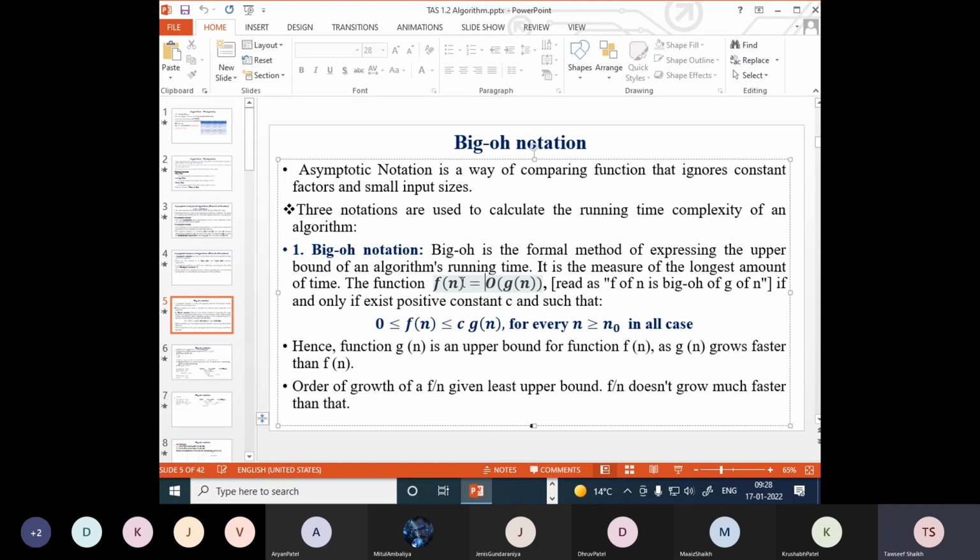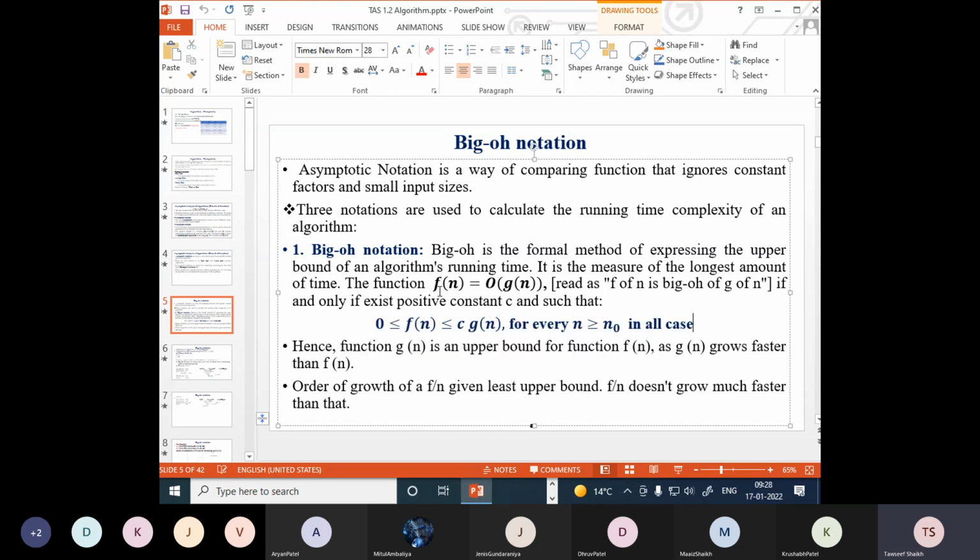which means a function is given to us, which is f of n, and there is another function g of n, and f of n is big O of that function g of n. f of n is a function, and its convention of writing is like this, and it is read as f of n is big O of g of n. This is the way it has to be written, and this is what its formula says.